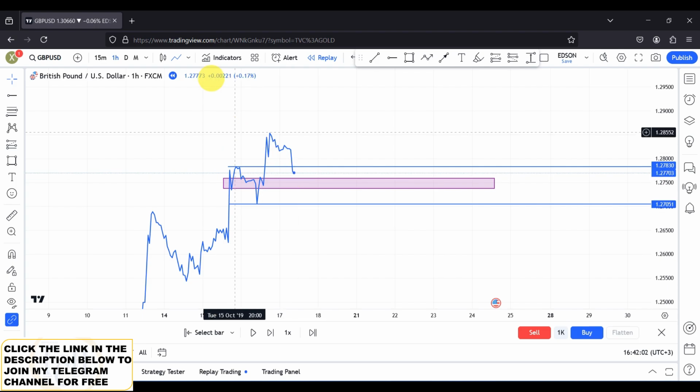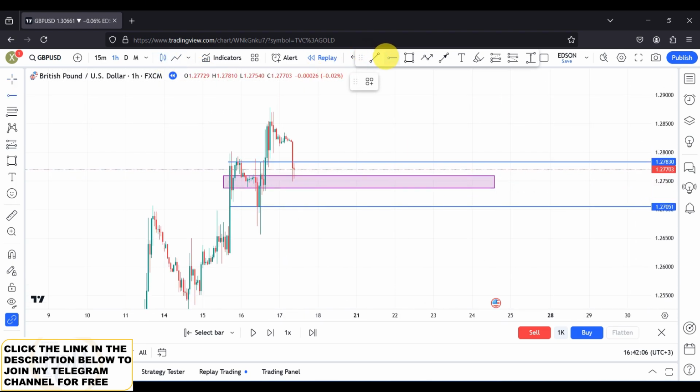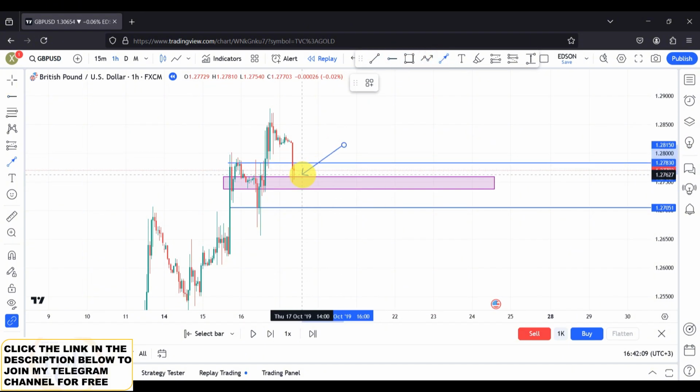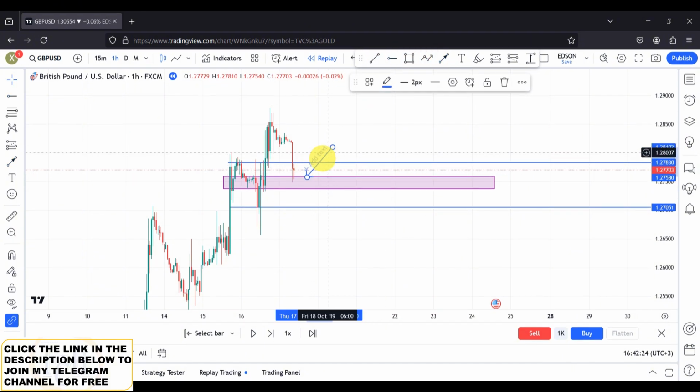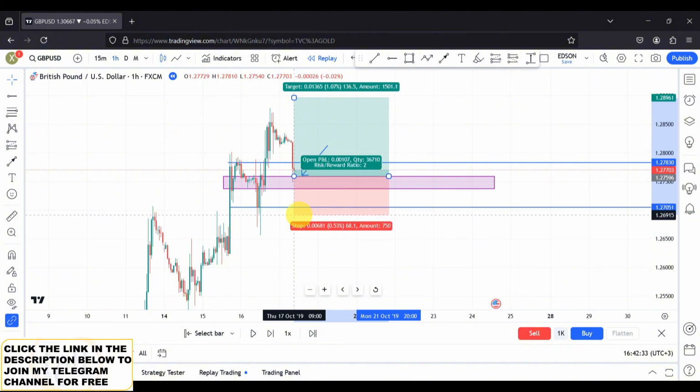You can see the market came to our area of liquidity right here. You can see the market touched with weak rejections right here. So what we do, we enter our trade at this point with our stop loss just below this structure, just to be safe.